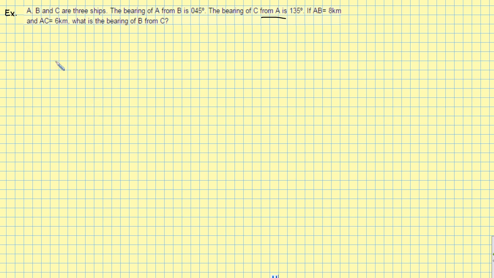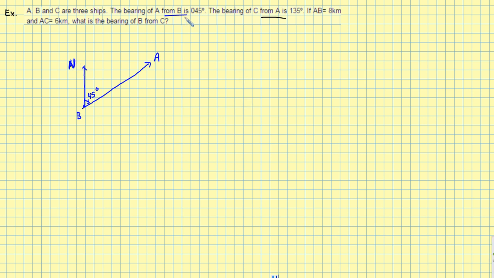Okay, so starting out by drawing out what the problem is asking us is probably the most difficult part, and the rest of it becomes far more simple. So we have A, B, and C are three ships, and the bearing of A from B is 45. Starting from B, because it's the bearing of A from B, I start at B. So starting at B, the bearing is going towards A, 45. So I say it's 45, and this is where my point A is.